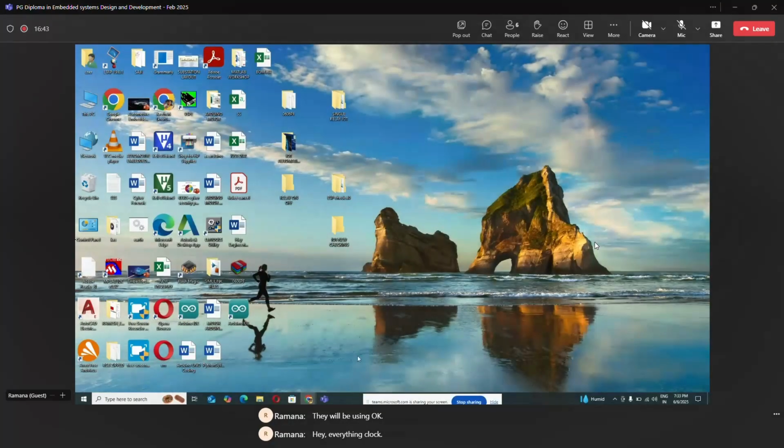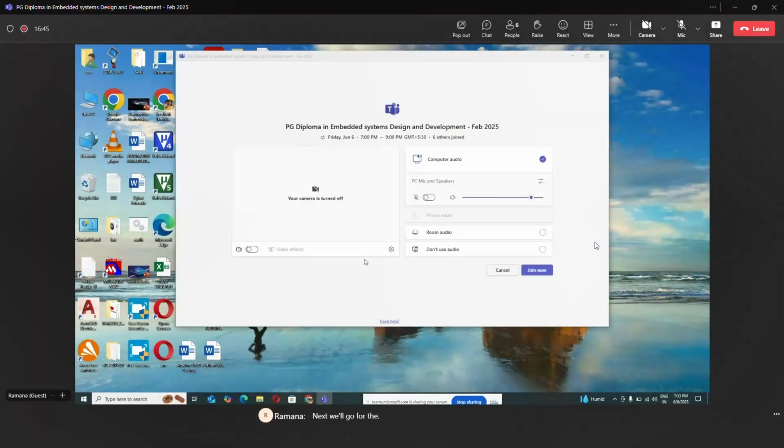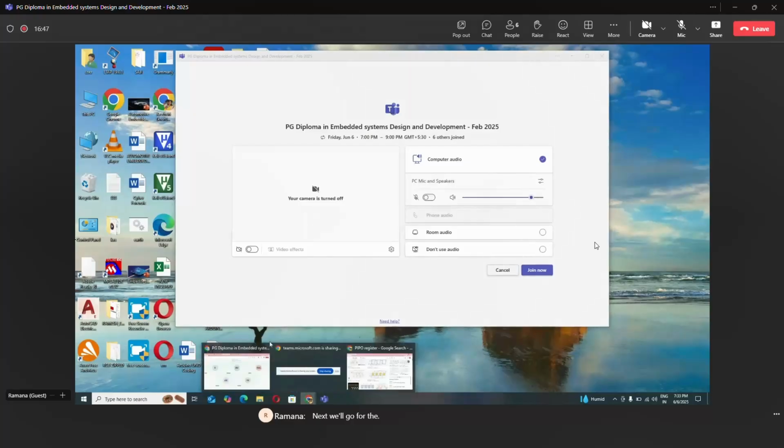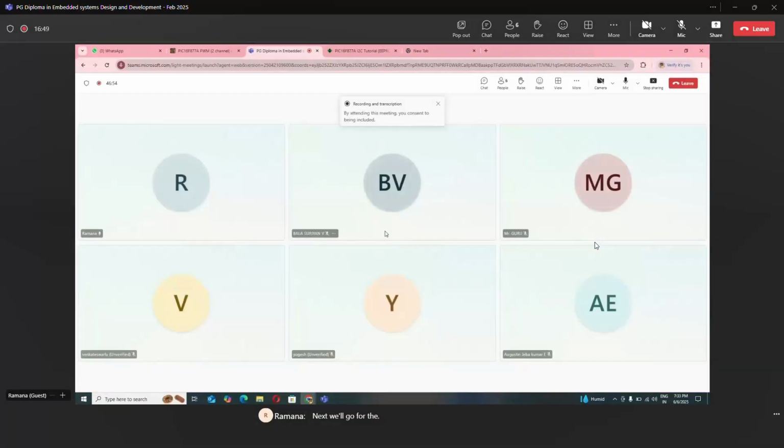Next we'll go for the serial communication. Okay, so normally, the communication system to send the data from the microcontroller, for that we have separate receiver and transfer pin. From that we will be sending the data to the device or displays wherever you need. Okay.